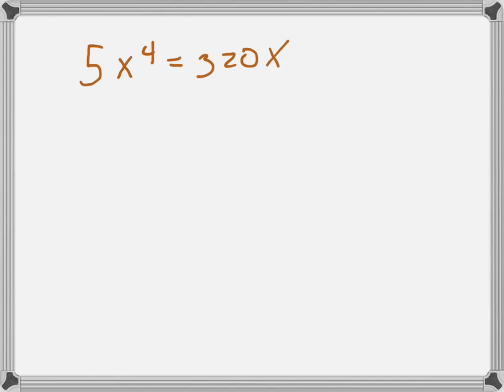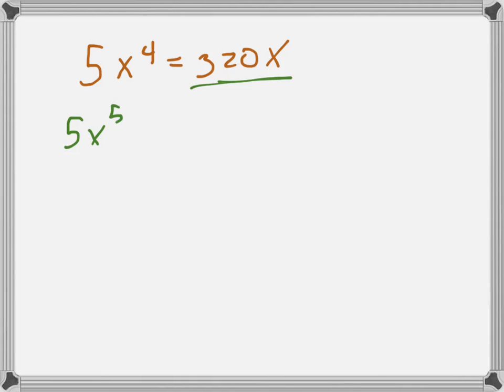Tuesday. They want us to solve this equation, and the direction said solve it by factoring and using the zero product property. So they kind of gave us some hints for this. So here's what we're going to do. To use the zero product property, we have to set it equal to 0. So I have to move this to the other side.